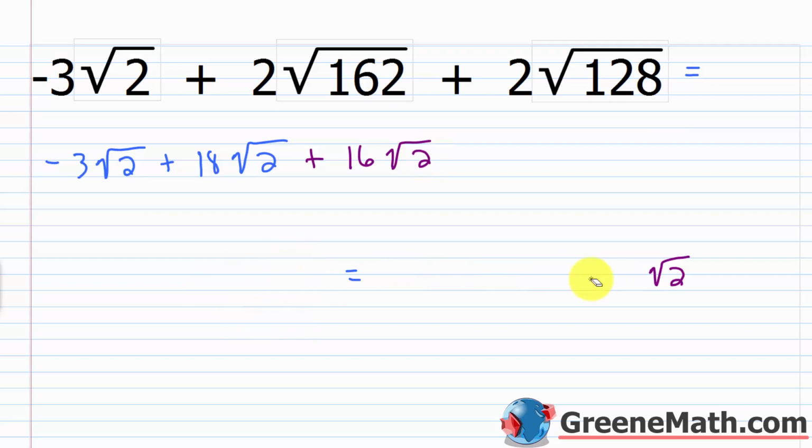And now that we have everything in its simplest form, we can see that we do have like radicals. We have a square root, a square root, and a square root. We have a radicand of 2, a radicand of 2, and a radicand of 2.